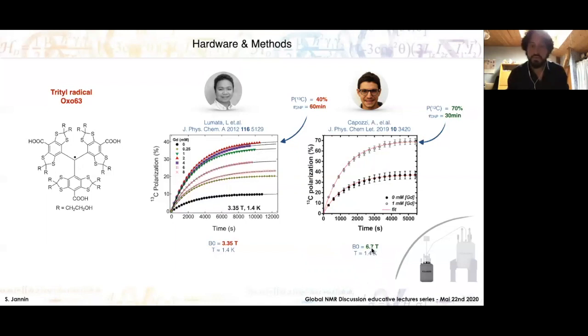Now, if you go higher in field, for example here 6.7 Tesla, this is Andrea Capozzi at the TTU, who reports up to 70% polarization with a build-up time of 30 minutes. After 1 hour, typically you get 60 to 70% polarization at best with 1 millimolar gadolinium. So you can really get polarization that is not close, but almost close to unity on carbon-13 in an hour or so with the trityl radical, which is quite impressive.